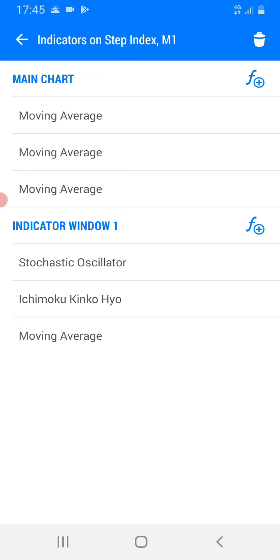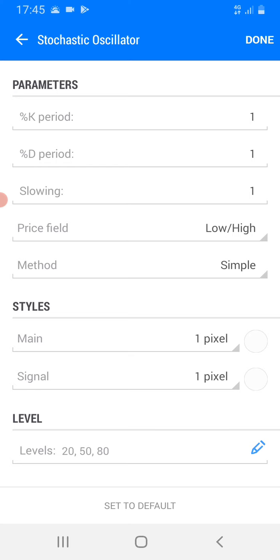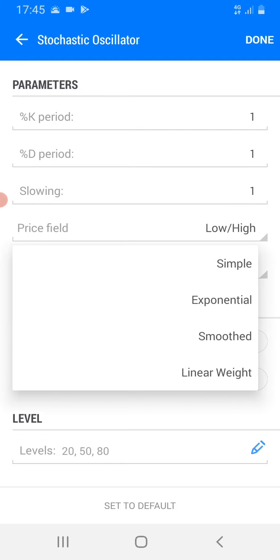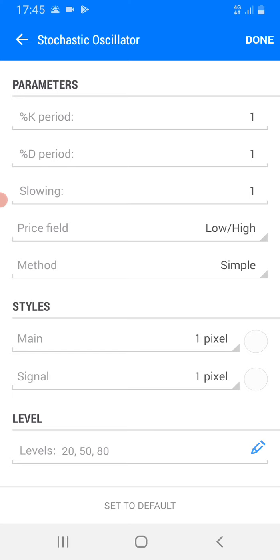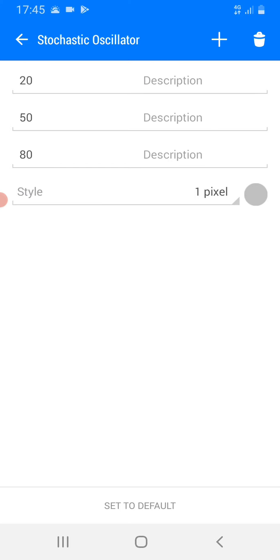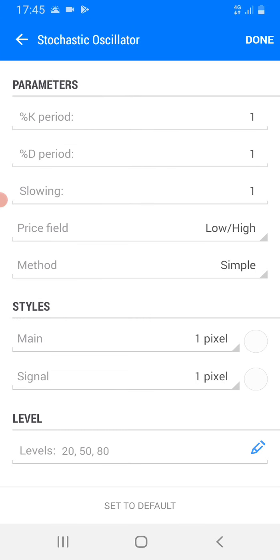The next indicator is the stochastic oscillator, which is the K period 1, D period 1, slowing 1. The price field, you use low/high, method simple. The main is 1 pixel, signal 1 pixel. Use the color of your screen. My screen is white, so I'm using white. Then for the levels 20, 50, and 80, then you click done.